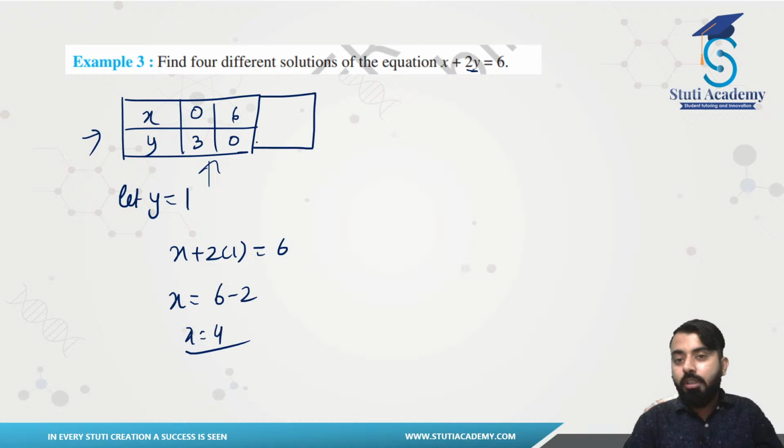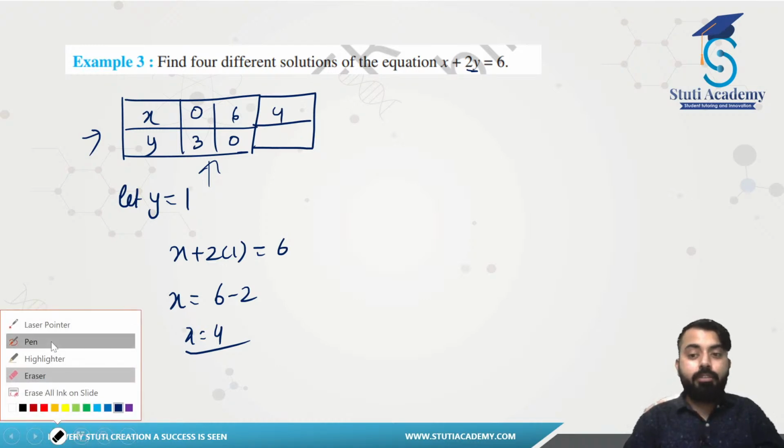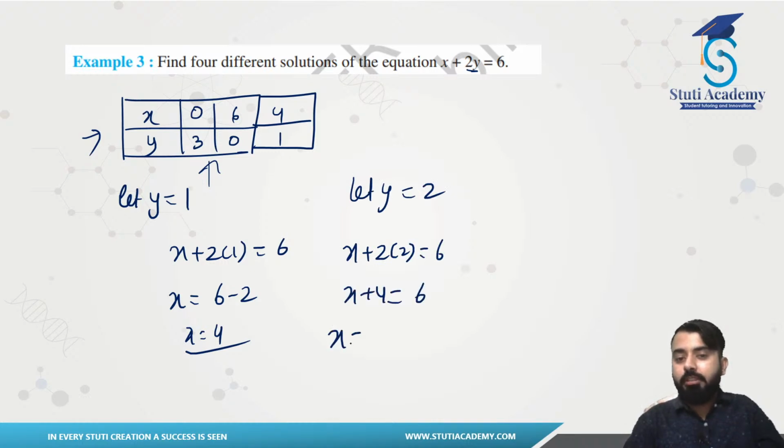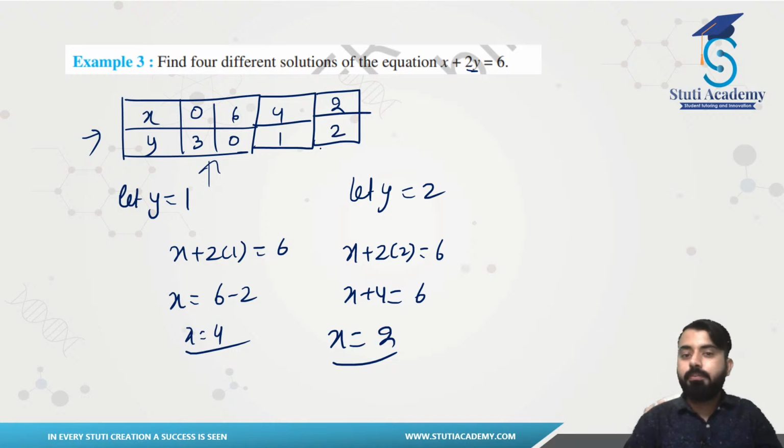So when x is 4, y is 1. We had assumed this one as 1. Then let y equal 2. So x plus 2 into 2 equals 6, x plus 4 equals 6, so x is 2. When x is 2, y is also 2. So these are the 4 solutions of this equation.